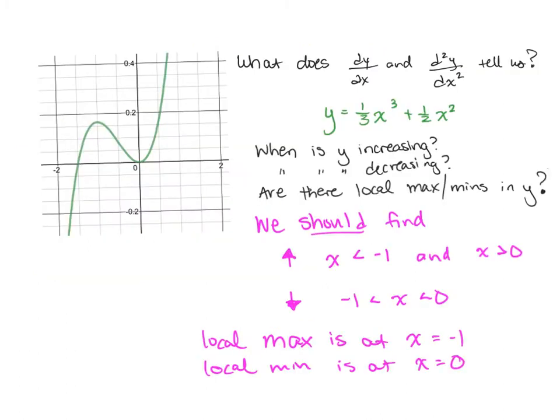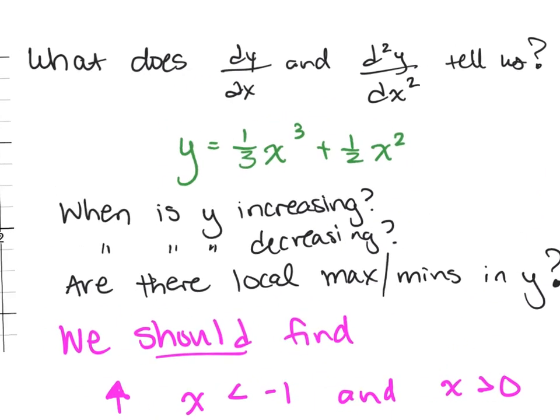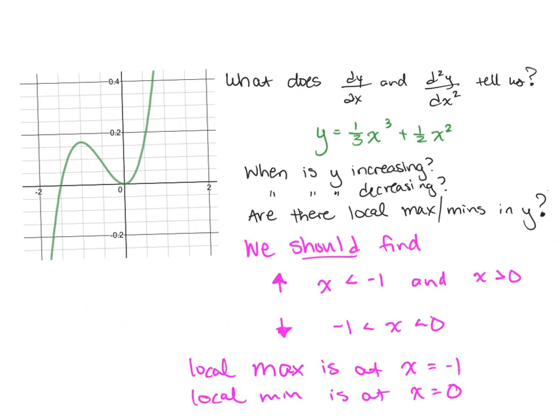Okay, so this is kind of why we actually care. What does the derivative or the second derivative tell us about a function like this? So this function we've got is y equals 1/3 x cubed plus 1/2 x squared. And something that I might ask about this is, when is it increasing? When is it decreasing? And are there any local max or mins? Now, you probably would see this like this, where you don't actually have the graph. Now, I'm being kind, of course. So here's the graph of the green function.